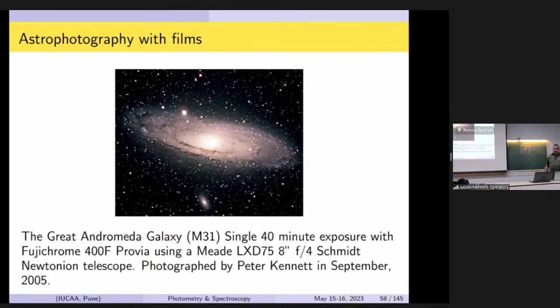So this is actually an image once it was taken. This is with a film. Okay, so obviously films used to have very small.